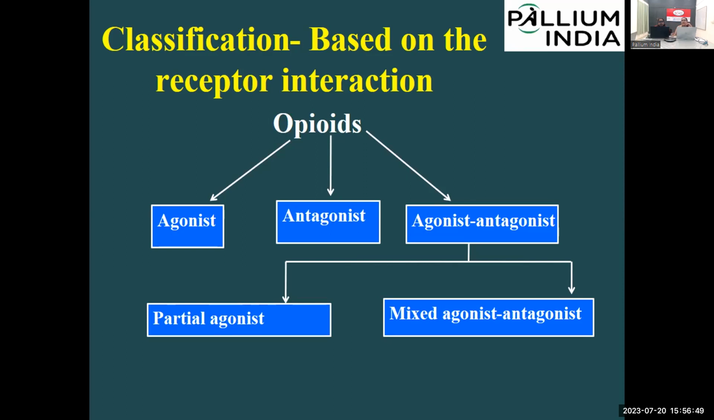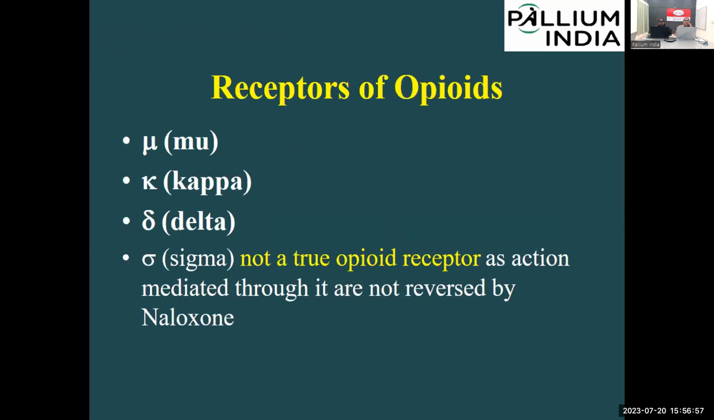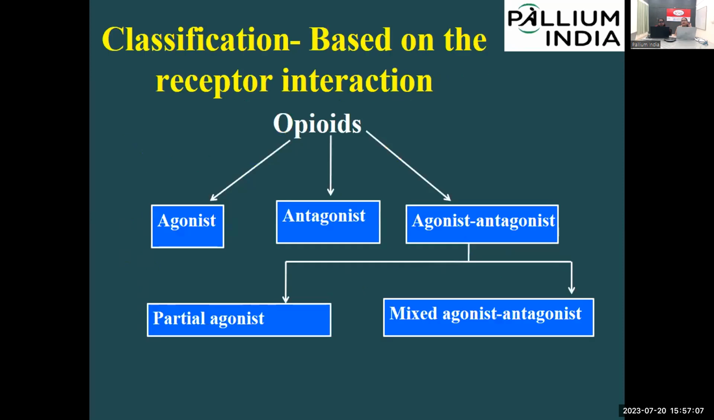And an agonist-antagonist drug means that on some receptors it has agonistic action and on some receptors it has antagonistic action. We have different receptors: mu, kappa and delta. Pentazocine is another drug which falls under the class of agonist-antagonist. I hope it's clear.